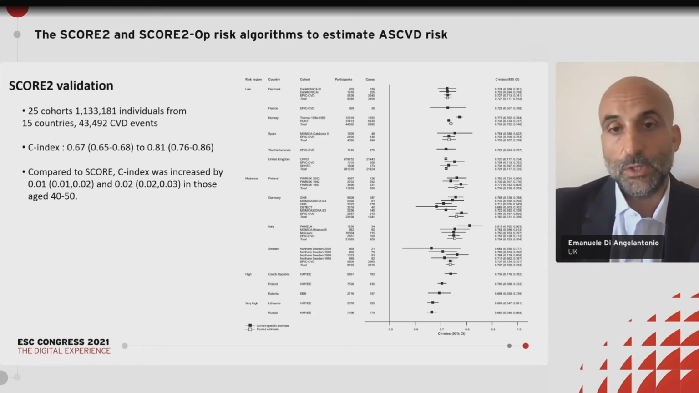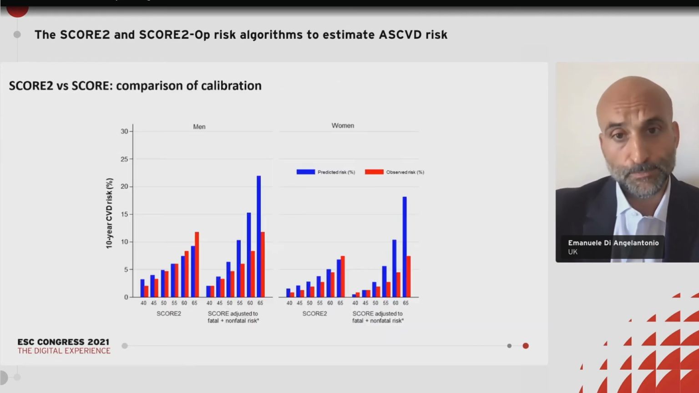And you can see that the C index was varying between about 0.67 to 0.81, depending on different cohort, depending on different sites. But actually, on average, it was pretty good discrimination for what we usually are used for cardiovascular risk prediction. And when we compare that with the original score, this was showing an improvement as well in C index, about 0.01. That was actually more evident in younger individuals.